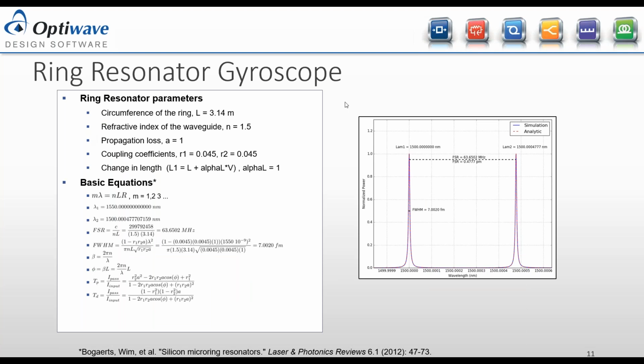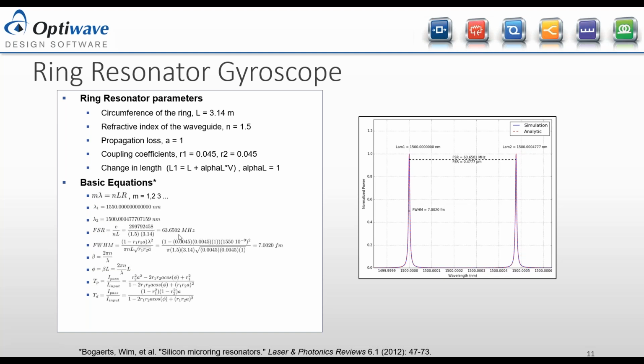Now here we have a basic result from a ring resonator simulation. It's just showing the analytic calculation for the transmission for the output of the drop port and output of the through port. This is actually the drop port. You can see the resonant peaks, which can be calculated by using the radius of the ring, and it needs to be a multiple integer of the wavelength.